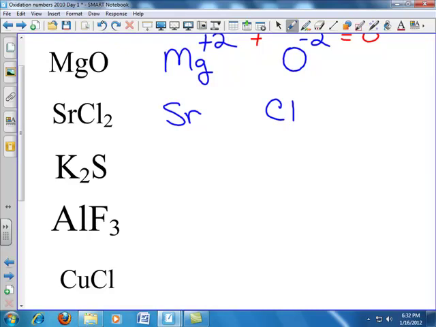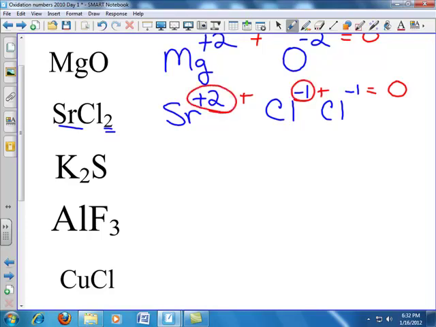Now, a couple ways to go here. We can look at strontium and say, okay, strontium is a group 2 element, so that's plus 2. Well, I have 2 chlorines, so what does each chlorine have to be? Each chlorine needs to be a minus 1, because if I have 2 chlorines at minus 1, when I add all these together, I get 0. So the oxidation number of chlorine is minus 1, and the oxidation number of strontium is plus 2.